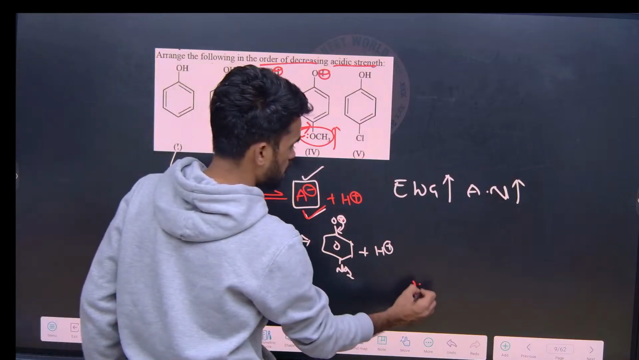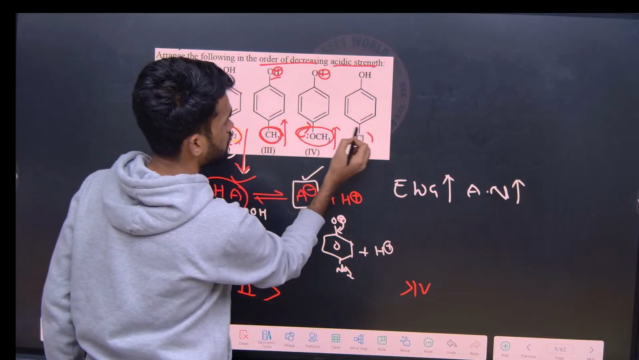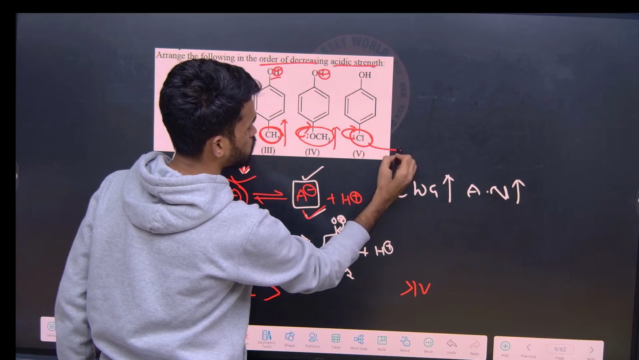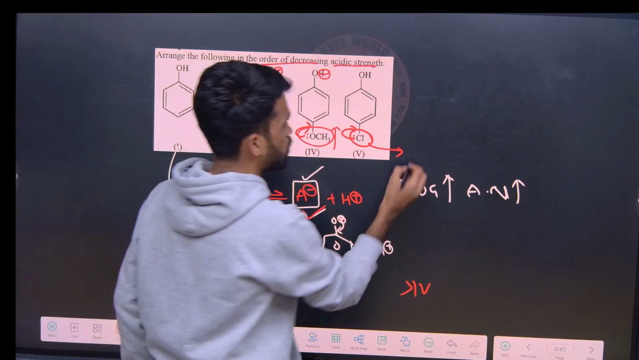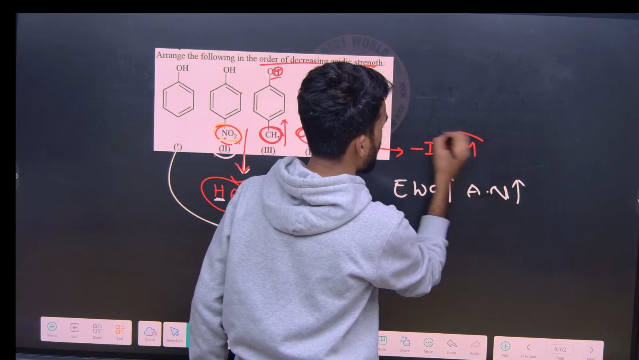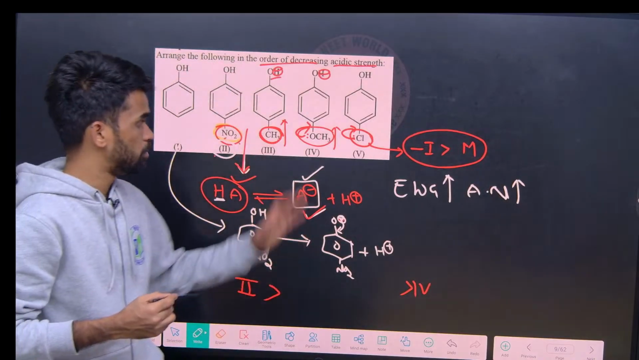So 4 is least. After this here we have a methyl group and here chlorine. Chlorine has lone pairs, but due to its higher electronegativity, it will have a more dominating -I effect than M effect. In the case of halogens only, the inductive effect is more dominating than the mesomeric effect.